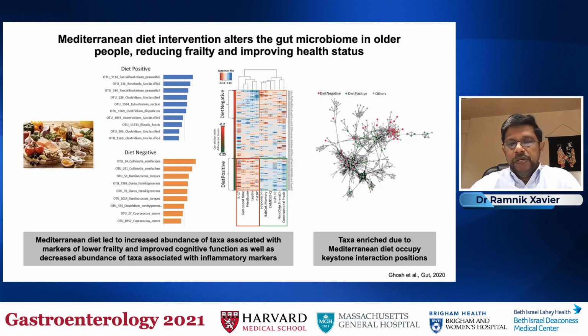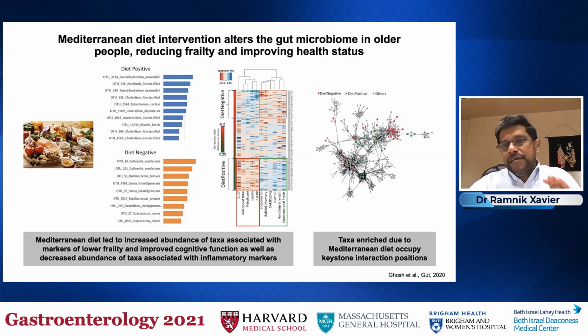What I'm referring to are clear shifts in the microbiome that are defined by the diet. You can begin to appreciate that a Mediterranean diet increases the abundance of bacteria like Faecalibacterium prausnitzii or Roseburia. These are bacteria that make lots of short-chain fatty acids. And what studies have shown is that the Mediterranean diet leads to an increase in abundance of taxa associated with low markers of frailty and improved cognitive function, and a decrease in the abundance of bacteria that are associated with inflammatory disease. And the shift is pretty specific.